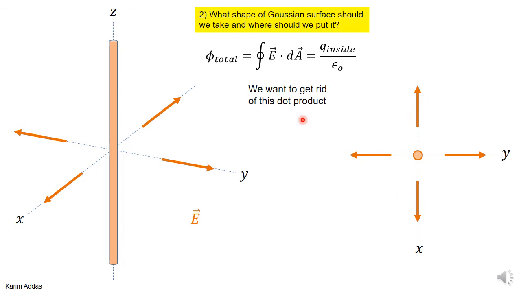So what shape Gaussian surface would you choose, and where would you put it to get rid of this dot product? Think about it for a couple of minutes before you proceed.